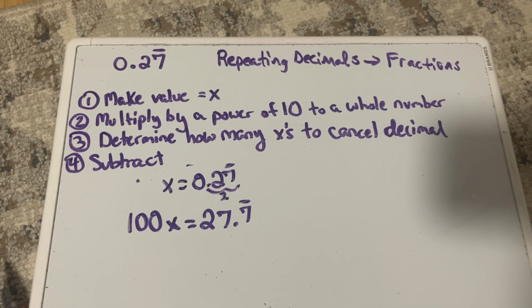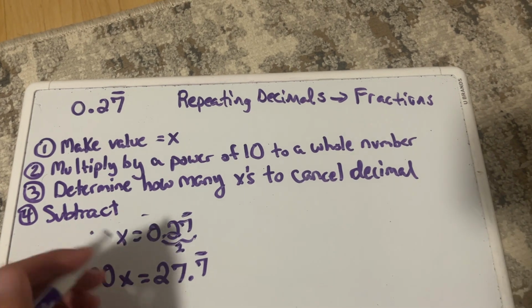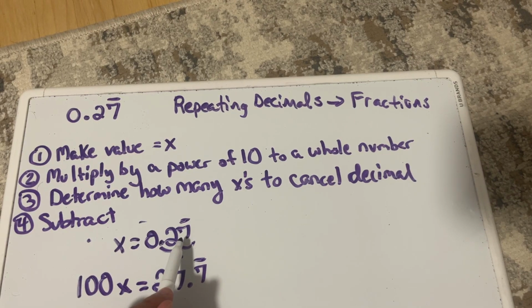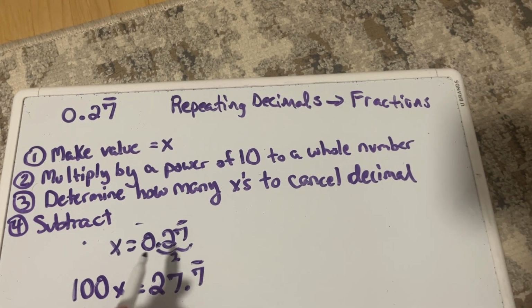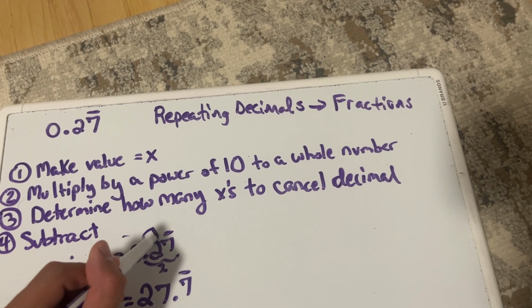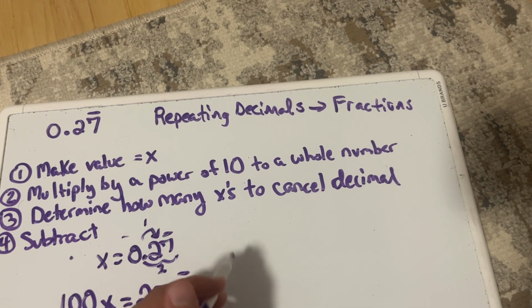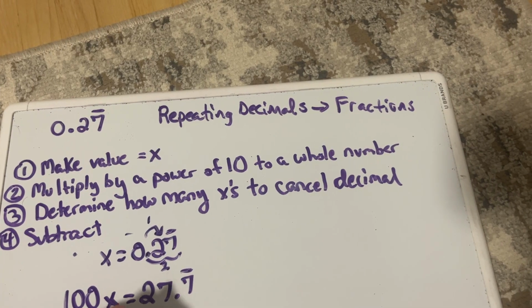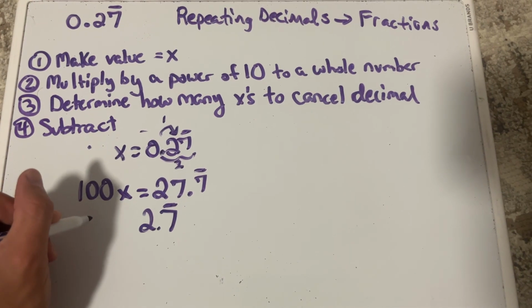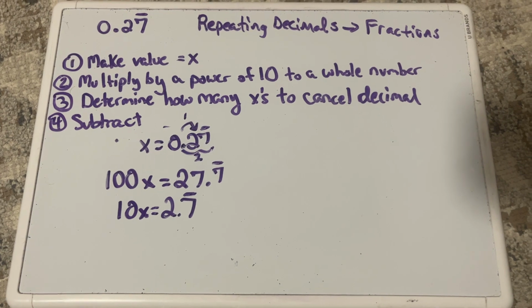Multiply by a power of 10 to get a whole number with a decimal repeating after it. So how could I find a way to get just the 7 repeating after a decimal? Before, we moved it 2 places to get both of these. But now I'm only going to go 1 place, because then it would be just 2.7 repeating. And since I moved it only 1 place, that is 1 power of 10. So that is 10x equals 2.7 repeating.